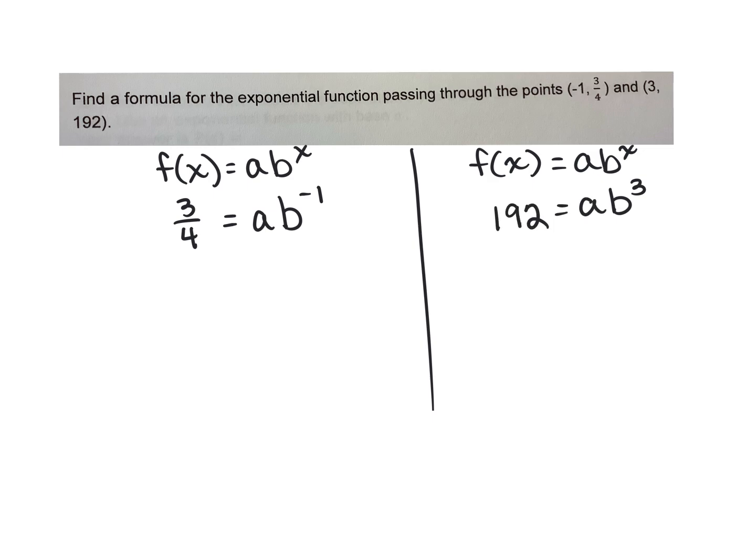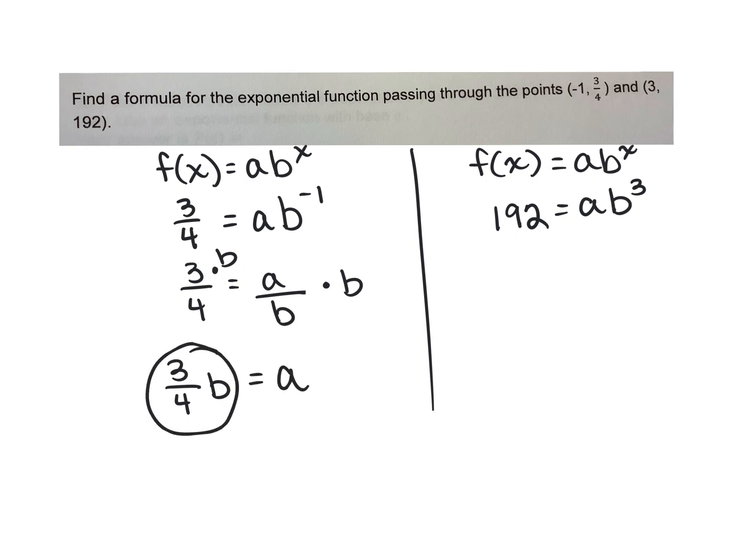What happens with these is I have two expressions that have both a's and b's in them. So we have to solve for one of those two variables. It's going to be easier for us to solve for a because the exponent is a 1. So this is 3/4 is equal to a over b to the first power. In order to solve this for a, I just need to multiply b on both sides. So 3/4 times b is what a is equal to. I'm going to hold on to that, and I'm going to circle it because I'm going to use that in just a minute.